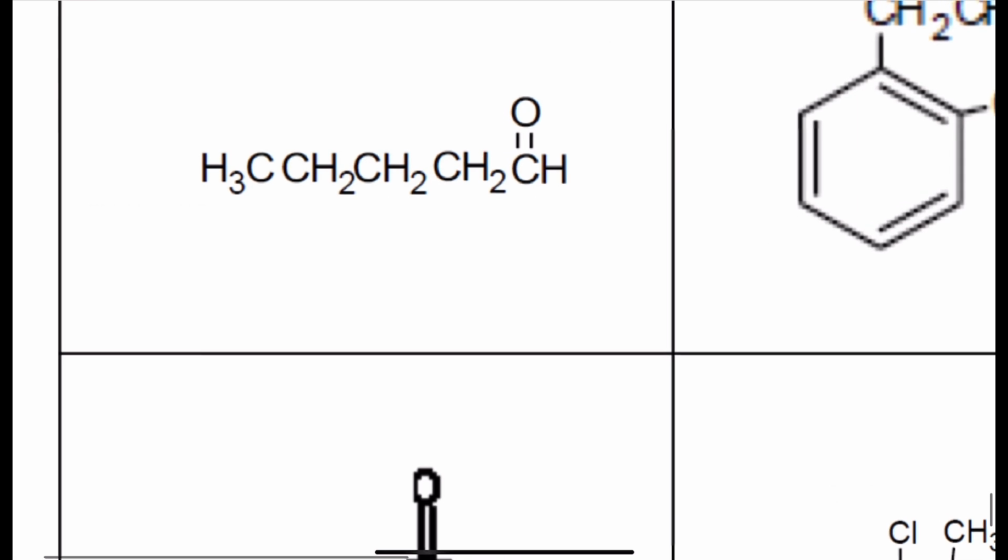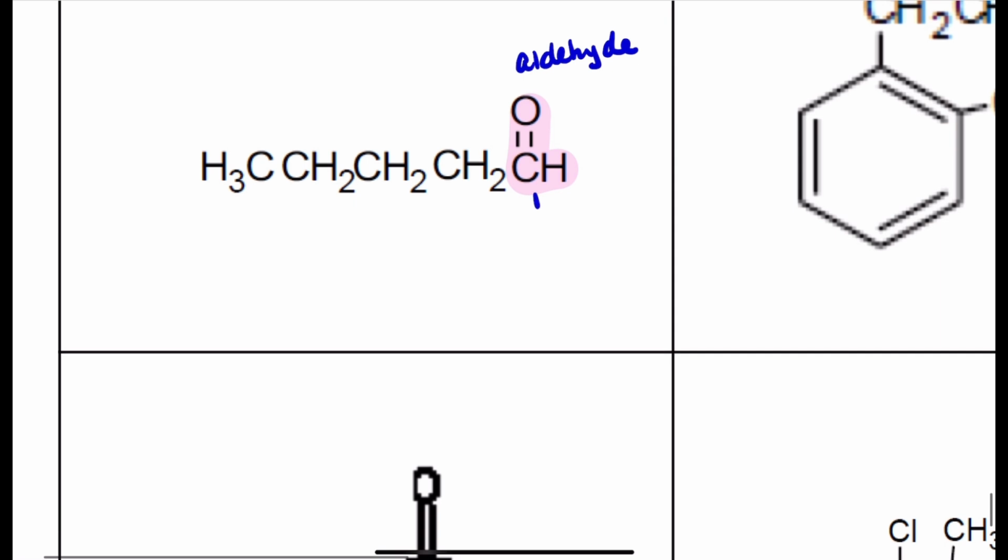Next one. Here we've got, recognize your functional group again. You've got an aldehyde, which means this carbon has to be carbon 1. I have 5 carbons long, no branches, nothing, pretty simple. It's just pentanal. Al for aldehyde.